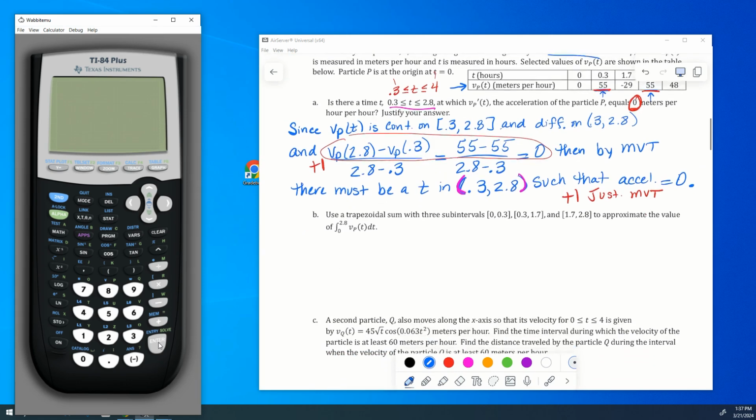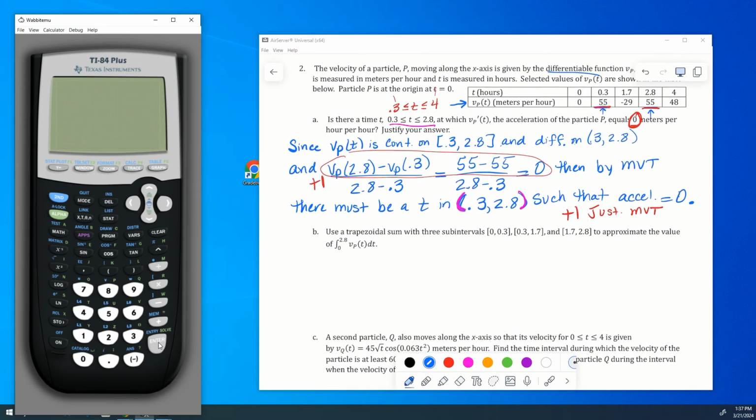All right, letter B. Use a trapezoidal sum with 3 subintervals. They tell you the subintervals. Gosh, you got to read carefully because you're only going to right here. Don't know why, but that's just the way they wrote it. To approximate the value of that integral. Okay, so I'm going to write that.